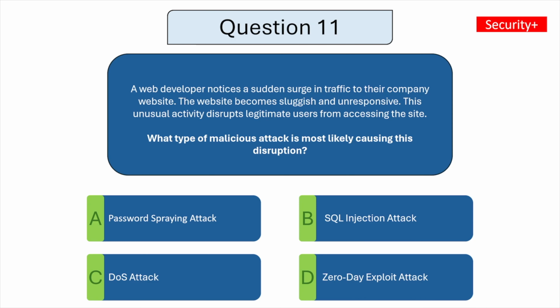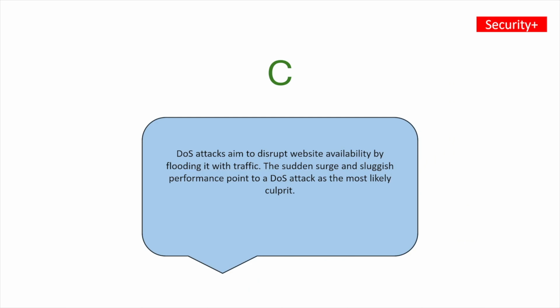All right. Pretty straightforward question here. So a company website is becoming sluggish and unresponsive due to a sudden surge in traffic. Only one of these 4 attacks would best explain that, and that would be C, which is denial of service attack. Going with C. DOS attacks aim to disrupt website availability by flooding it with traffic. The sudden surge and sluggish performance point to a DOS attack as the most likely culprit.